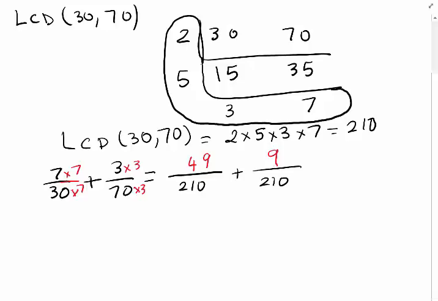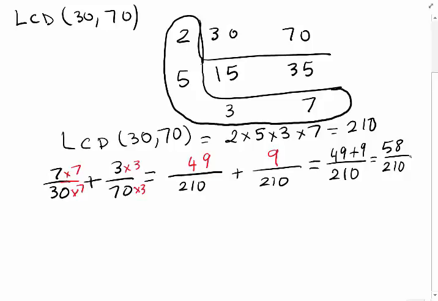So 49 over 210 plus 9 over 210 equals, the denominator remains the same, which is 210, and 49 plus 9 is 58 over 210. We will usually ask you to write your answer in simplest form.